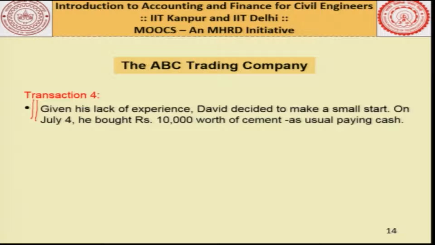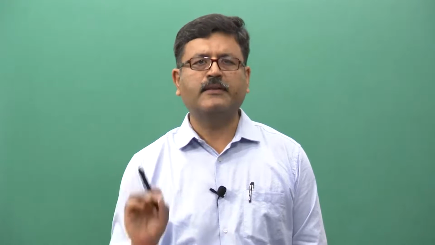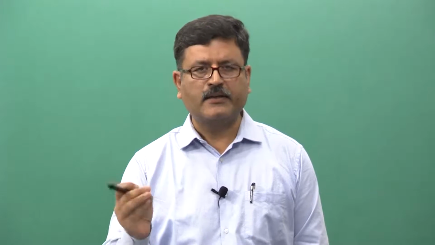Given his lack of experience, David decided to make a small start. On July 4th, he bought rupees 10,000 worth of cement as usual, paying cash. How will it change your balance sheet? What will happen? You have added some stock for 10,000. So, cement you purchase, this is a stock. Stock is again an asset. So, 10,000 worth stock you purchase.